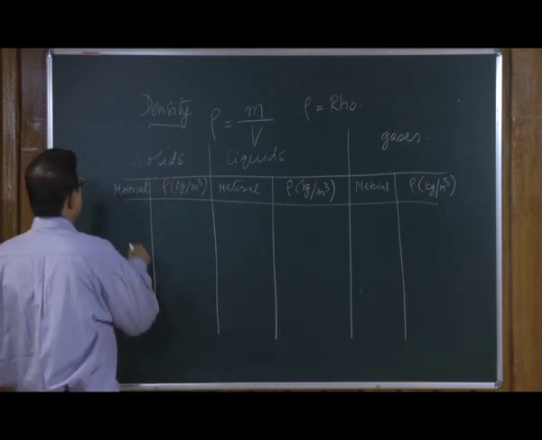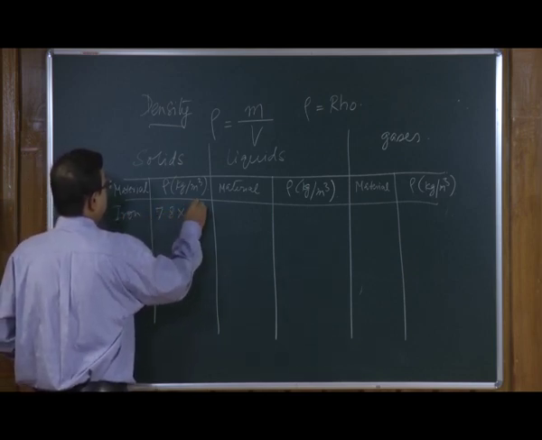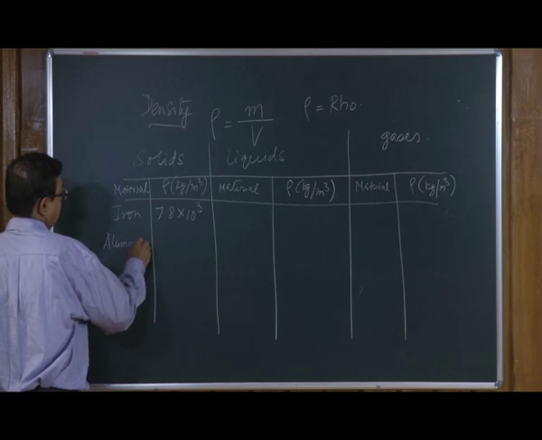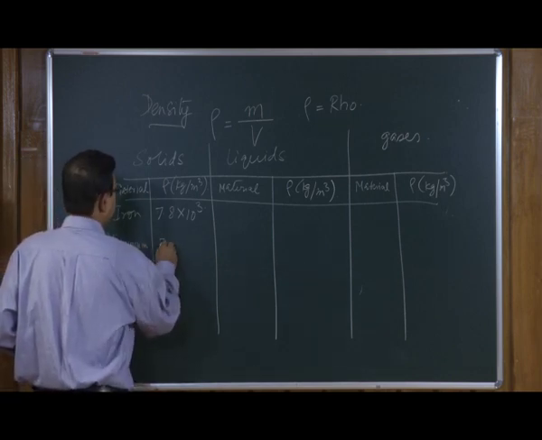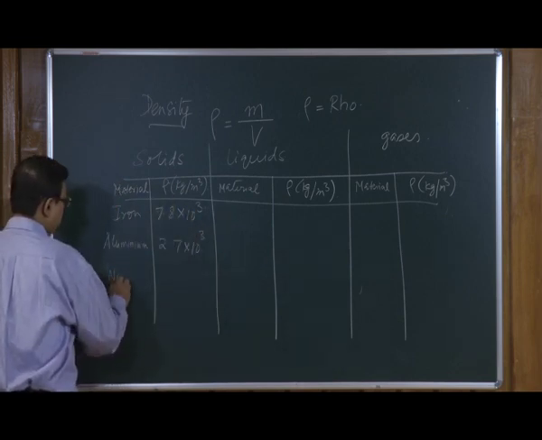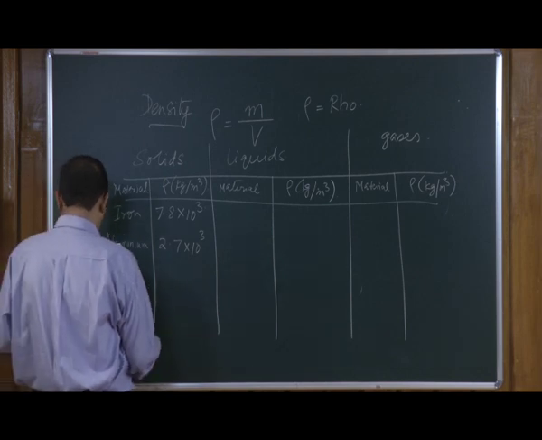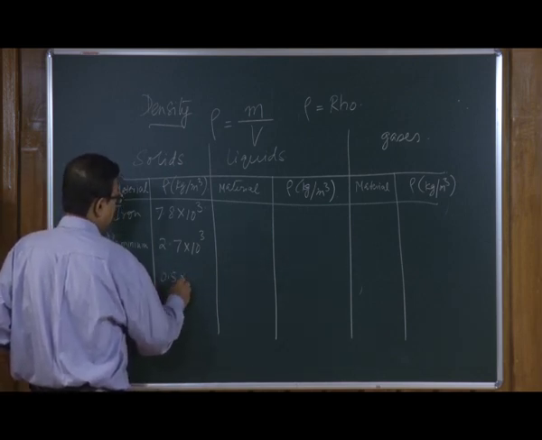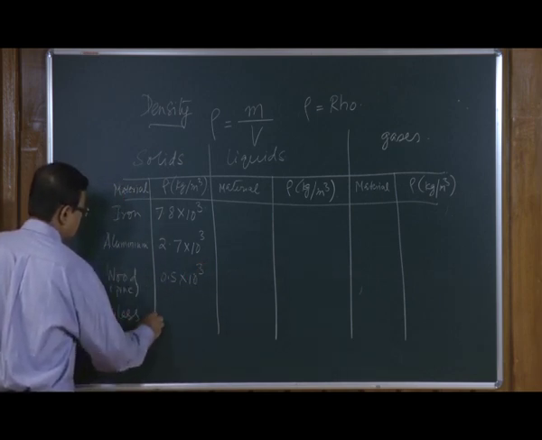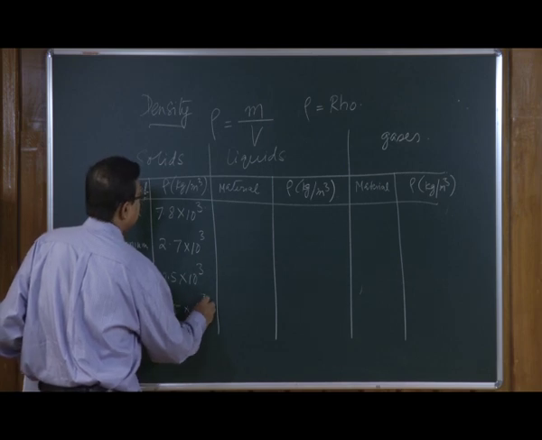All right. So, we have iron having a density 7.8 into 10 cube. We have aluminium, which has a density of 2.7 into 10 cube kg per meter cube. Wood, usually it is taken as pine wood, has a density of about 0.5 into 10 cube, and glass is 2.5 into 10 cube.